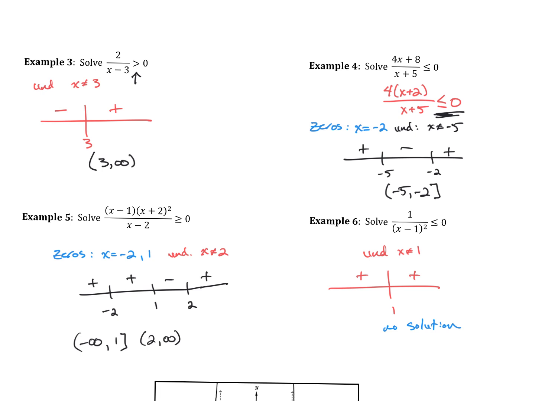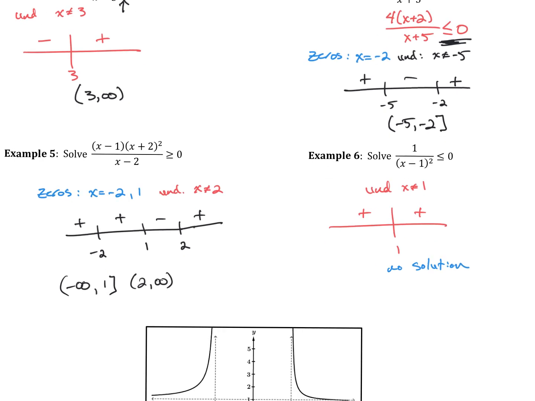That will never be below or equal to my x-axis. And if you think about it, what's its horizontal asymptote? Y equals 0, and it never gets below it. That's really what's happening here. All right, now let's look at it graphically.